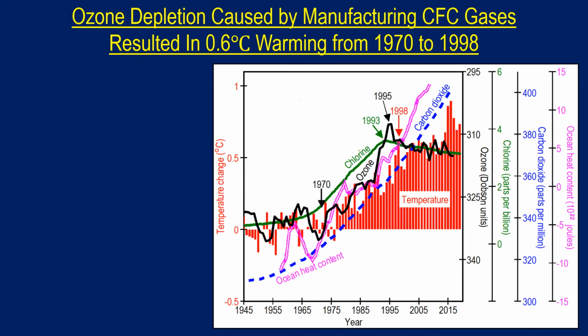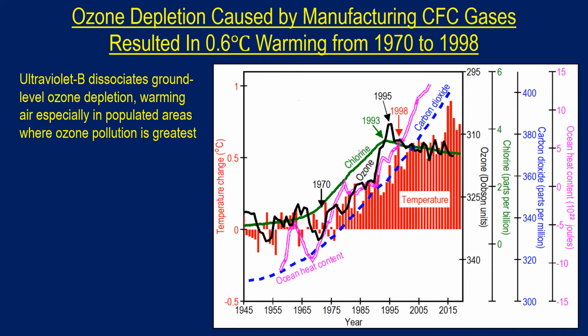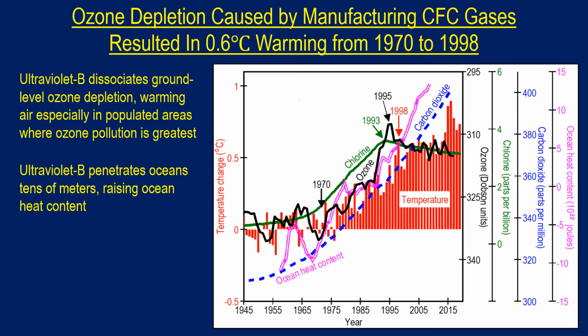Ozone depletion is caused by manufacturing CFC gases, resulting in a 0.6 of a degree Celsius warming from 1970 to 1998. Ultraviolet B dissociates ground-level ozone pollution, warming air, especially in populated areas where ozone pollution is greatest. Ultraviolet B penetrates ocean tens of meters, raising ocean heat content.